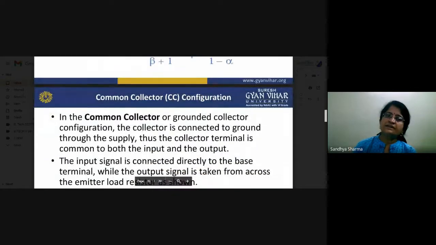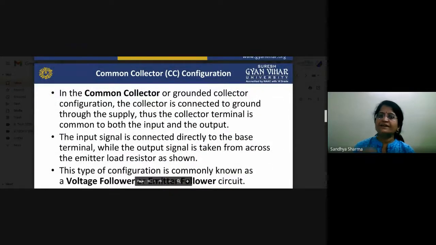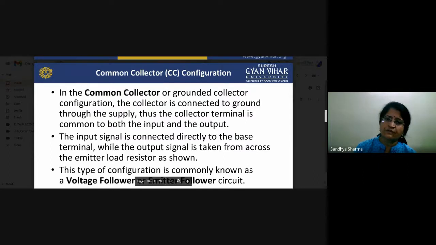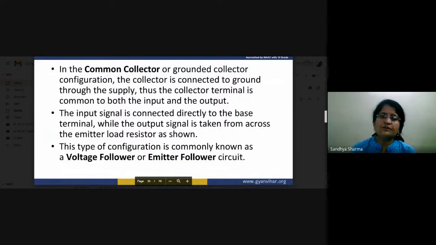Now, third is the common collector configuration. That is also called the grounded collector configuration. Here, the collector is common to both the input circuit and the output circuit, so the collector terminal is the common point. The input signal is connected directly to the base terminal, and the output is taken across the emitter terminal, because at this time the load is connected to the emitter. This type of configuration is known as a voltage follower or emitter follower.